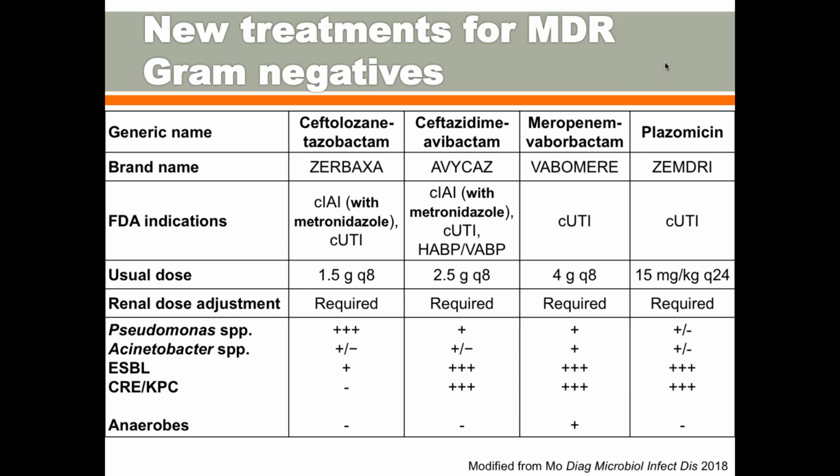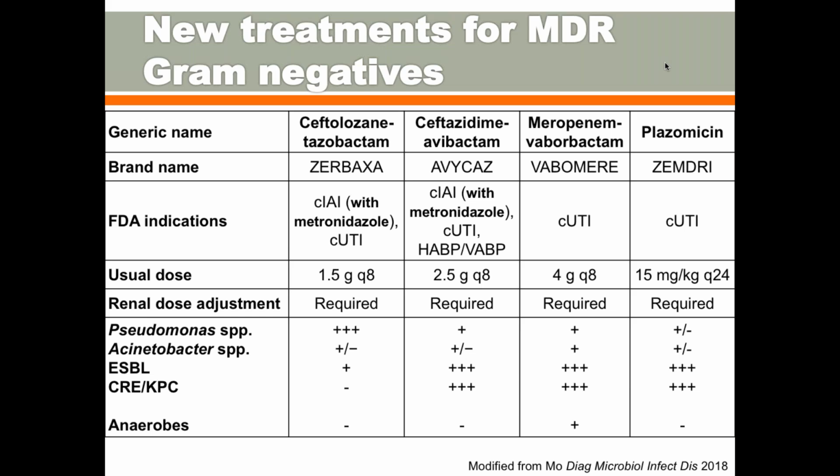The usual dose I've listed here, and I didn't go into the specifics of renal dose adjustment, but generally speaking, once you get to a creatinine clearance of less than 50, there are some dose adjustments that need to be made for each of these drugs. As far as the coverage goes, your best Pseudomonas drug among this group is the Zerbaxa. For Acinetobacter, probably the best is Vabomere, though it's probably not that much different from regular old meropenem.